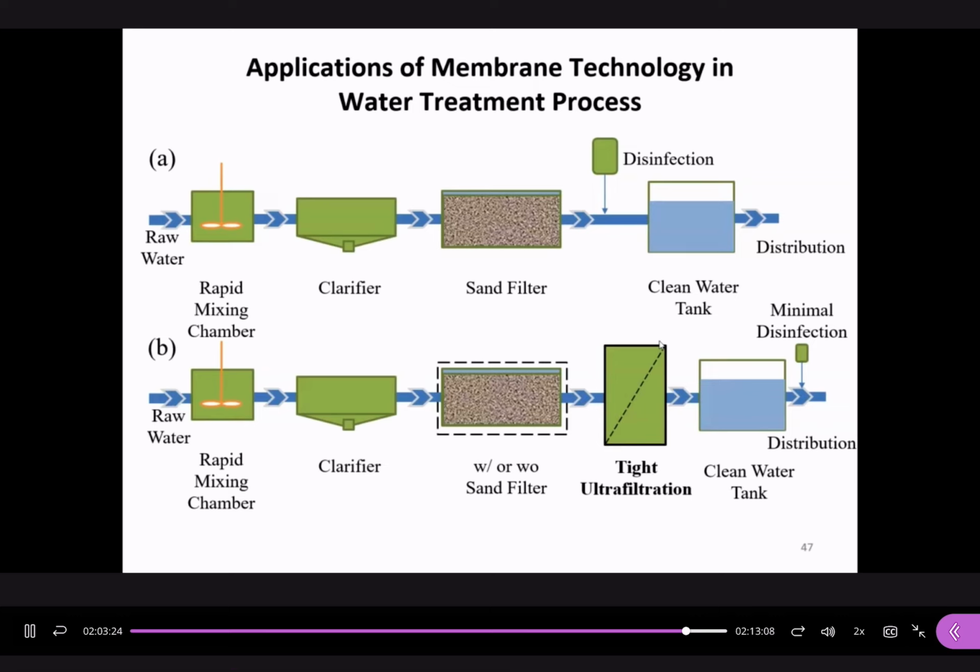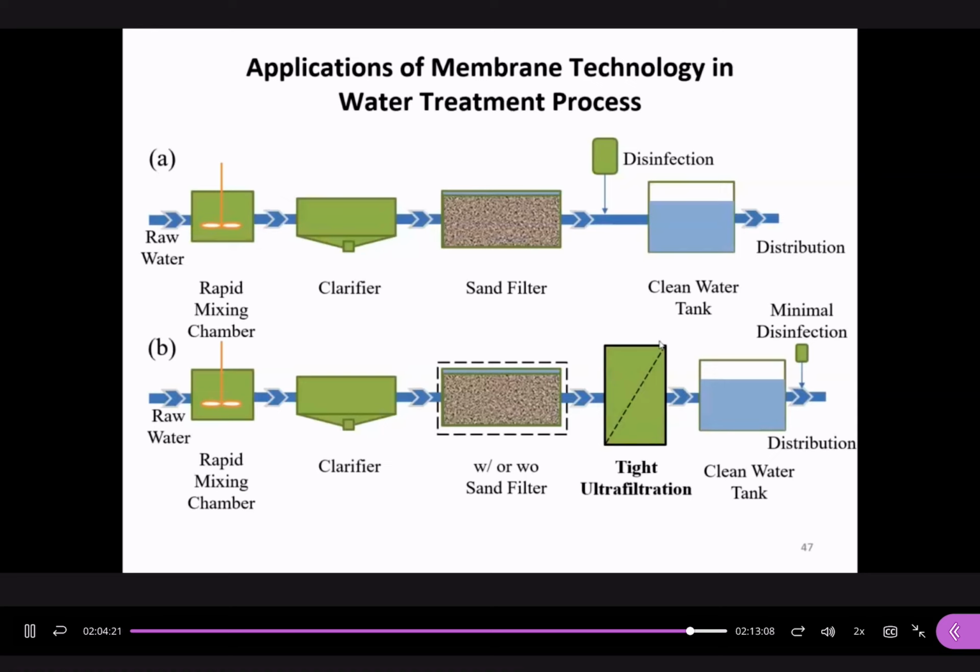Very briefly, where we can use membrane in water treatment. This is exactly what we have learned in the previous lecture: coagulation, flocculation, sedimentation, sand filtration. Next lecture we're going to learn disinfection, and this is storage, then distribution, like a reservoir. And a very simple application for membrane is to replace sand filtration with membrane filtration.